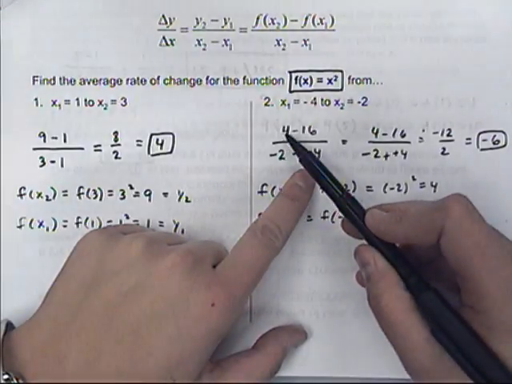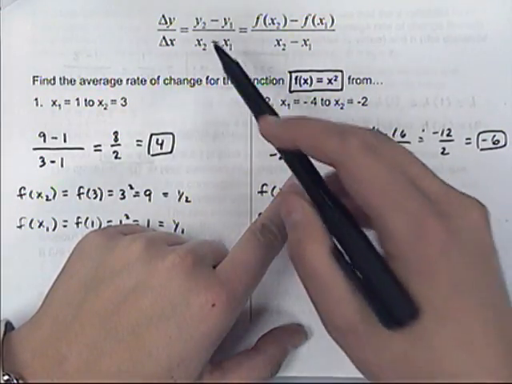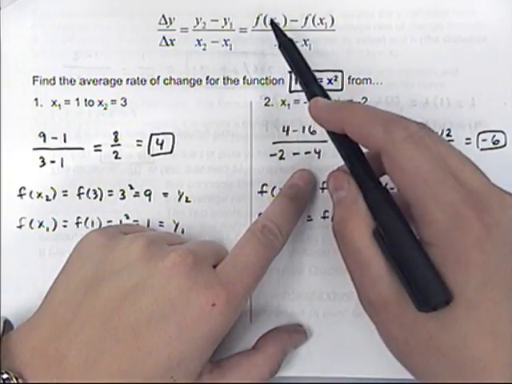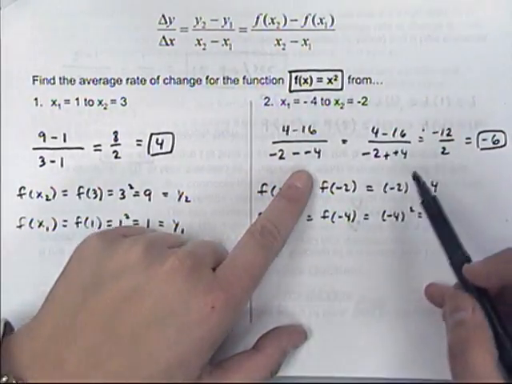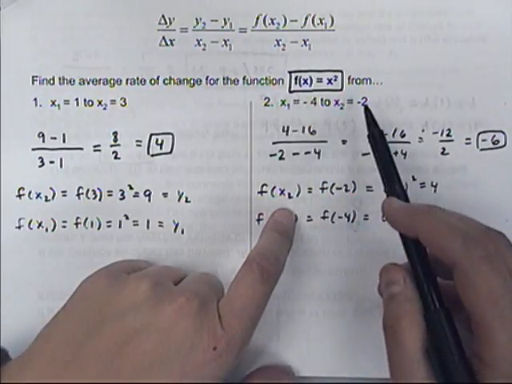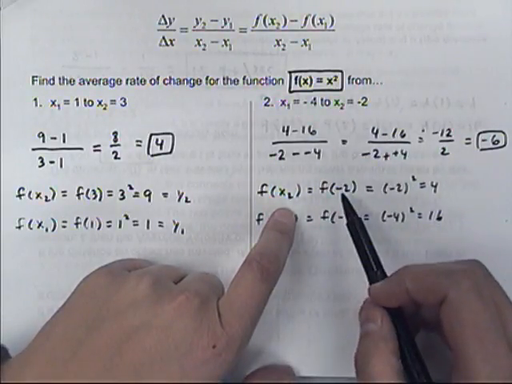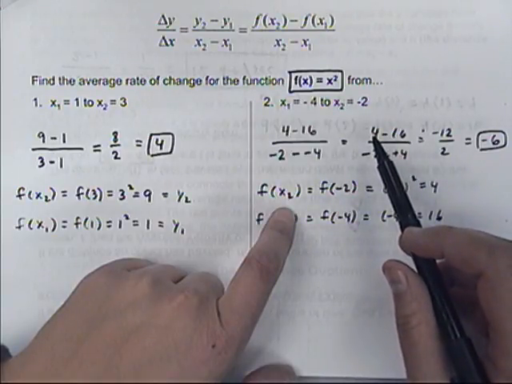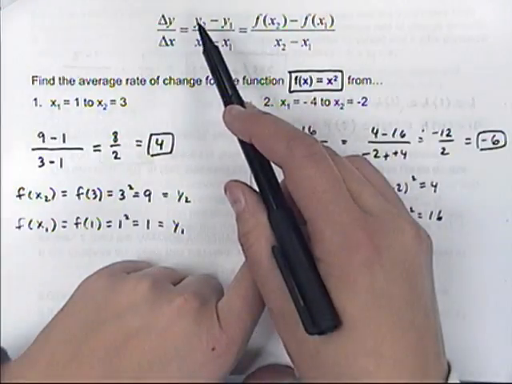And so now we need a y sub 2 and a y sub 1 to complete our formula, right? So y sub 2, all we need to do is substitute in x sub 2 into the formula. So x sub 2 is negative 2. Substituting that into our formula gives us negative 2 squared, which is 4. That goes there for y sub 2.